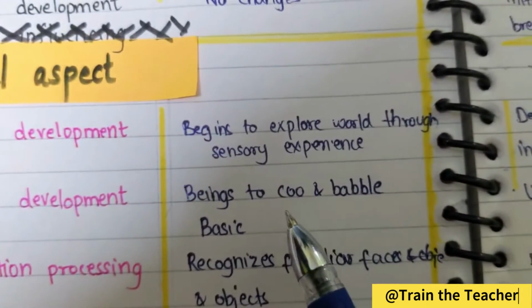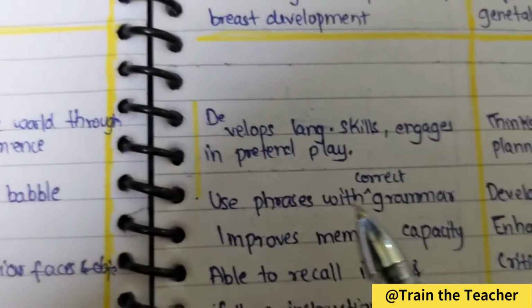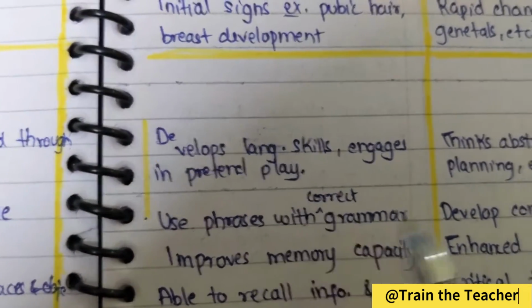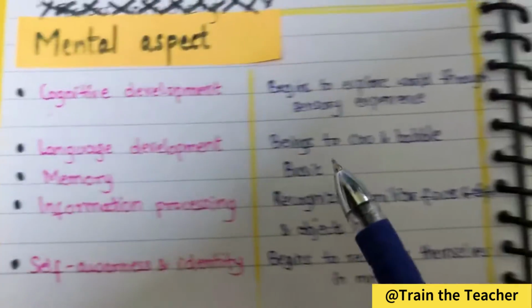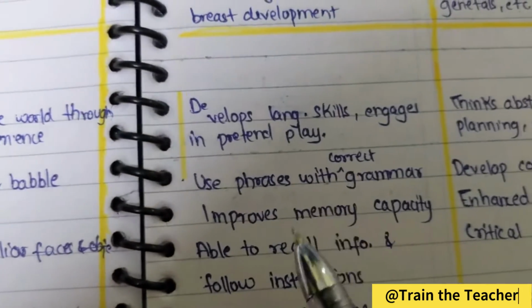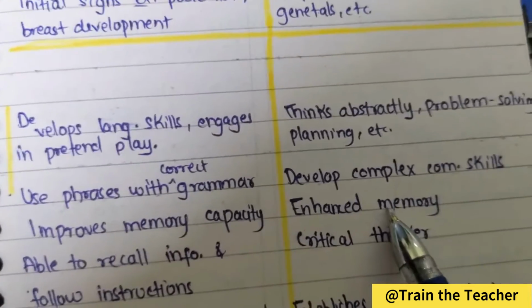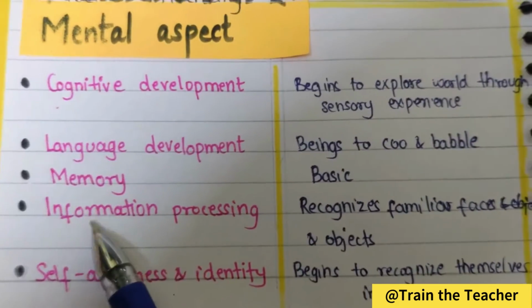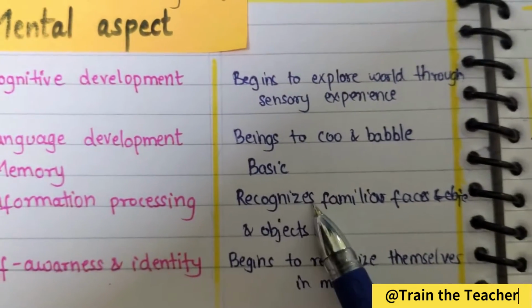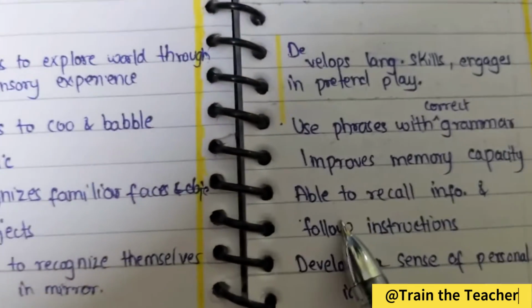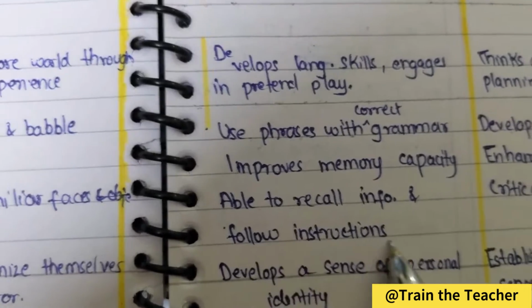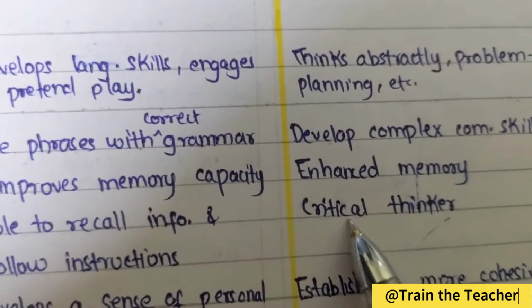Language development, they begin to coo and babble. During childhood, they use phrases with correct grammar, and during adolescence they are able to develop complex communication skills. Memory, basic, then improved memory capacity, and then enhanced memory capacity. Information processing, so they are able to recognize familiar faces and object permanence. During childhood they are able to recall information and follow instructions, and during adolescence they become critical thinkers.